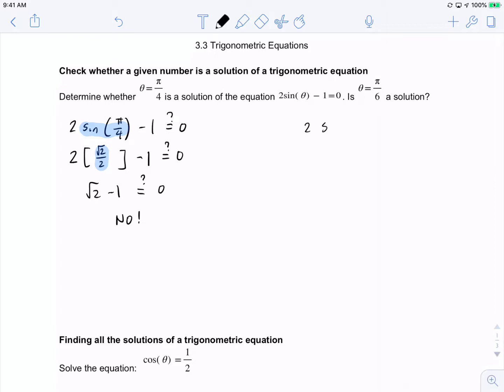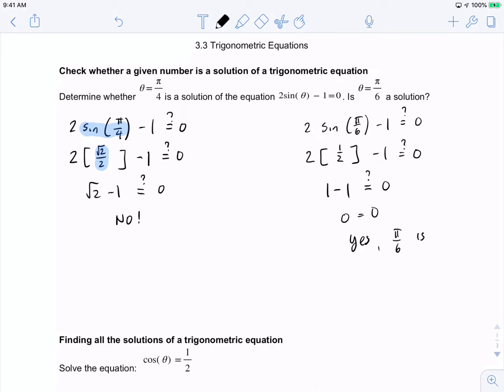All right, so let's do pi over 6. So 2 sine pi over 6 minus 1, is that equal to 0? So we know that sine of pi over 6 is 1/2, minus 1. We see that 1 minus 1, and we see that 0 is equal to 0. So yes, pi over 6 is a solution.